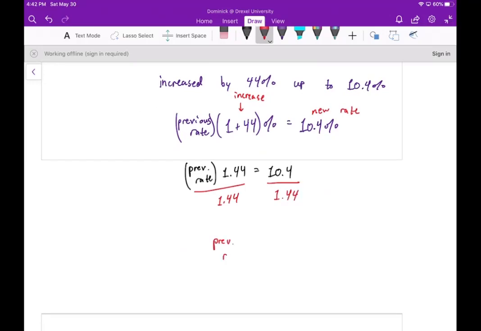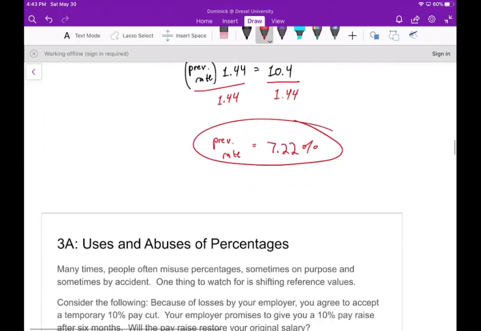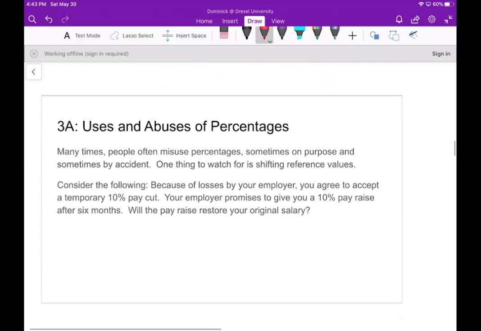So now, of course, to get the previous rate, we'll divide both sides by 1.44. And we get that the previous rate is whatever 10.4 divided by 1.44 is. So if we do that, we're going to get that the previous rate is 7.22 repeating. So we'll just say 7.22%. Right, so if we increase that by 44%, that will give us the 10.4. All right, so that's sort of the correct way to interpret that.